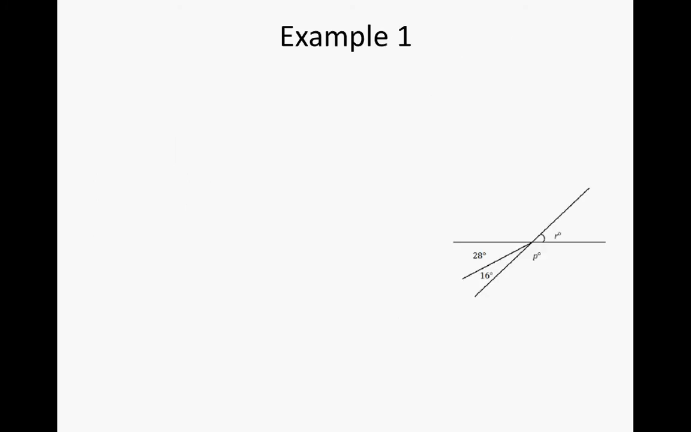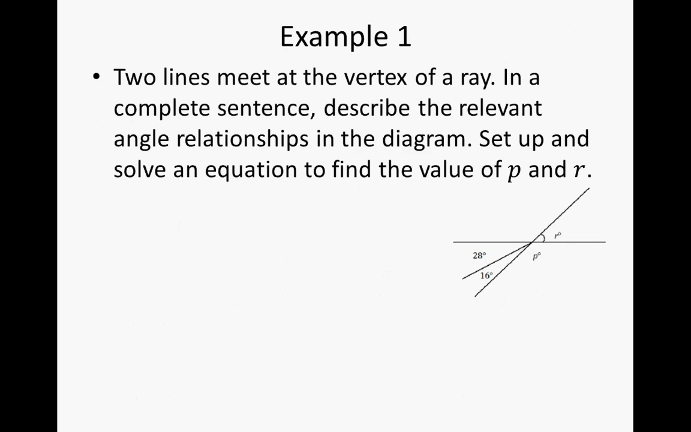So let's take a look at example 1. Two lines meet at a vertex of a ray. In a complete sentence, describe the relevant angle relationships in the diagram. Set up and solve an equation to find the value of P and R.